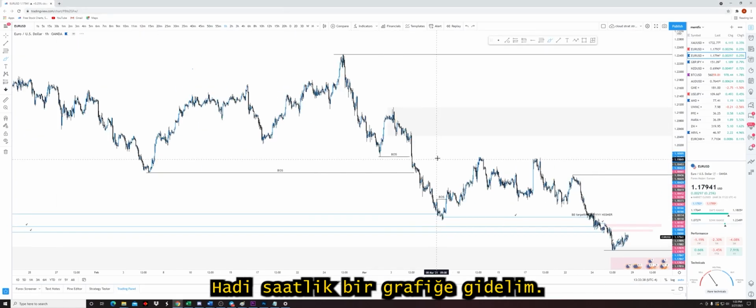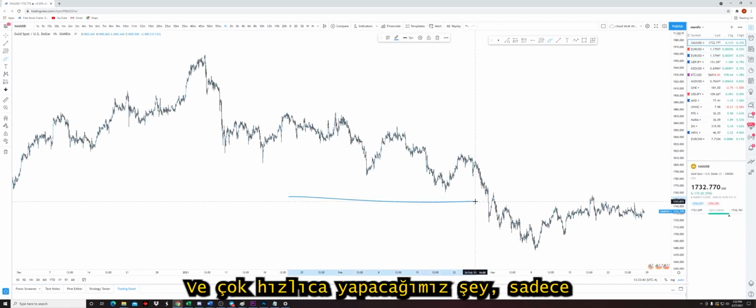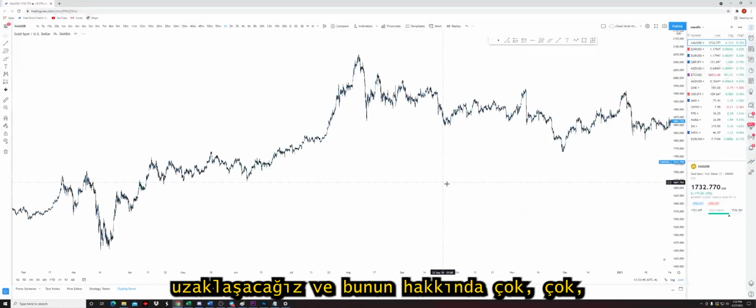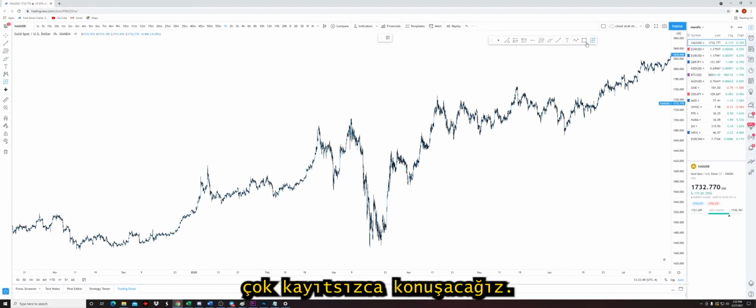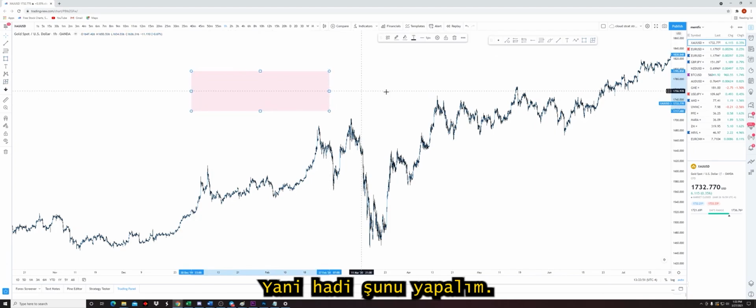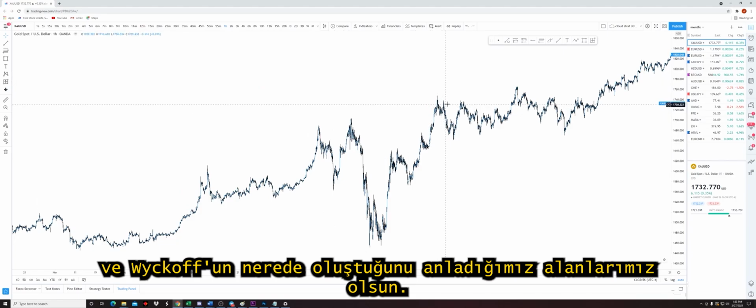So, let's go to an hourly chart. Let's actually go to one that doesn't have anything on it. This is fine. And what we'll do very quickly is we're just going to zoom out and talk about it very nonchalantly. So let's just put a box. Let's do this. Let's have areas where we look at certain price action and understand where Wyckoff occurs.